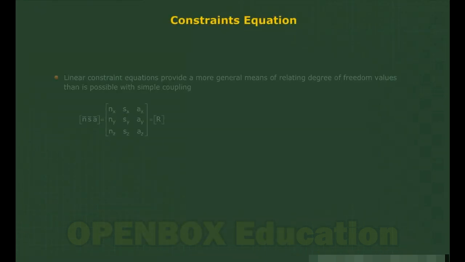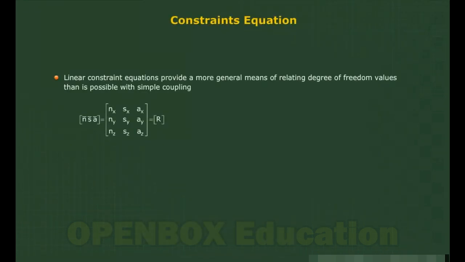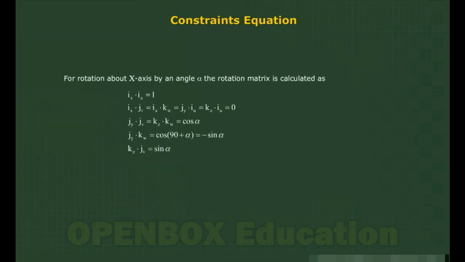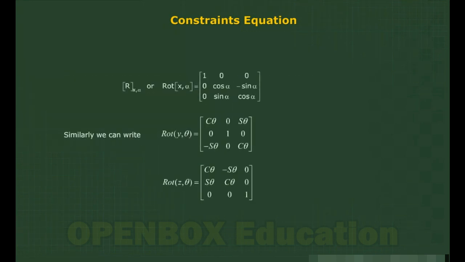Constraints equation. Linear constraint equation provides a more general means of relating degree of freedom values than is possible with simple coupling. Consider the matrix. The orthogonal vector conditions and the unit vector conditions for the matrix is shown below. For rotation about x-axis by an angle alpha, the rotation matrix is calculated as rotation x, alpha is given by the following. Similarly, we can write the others.